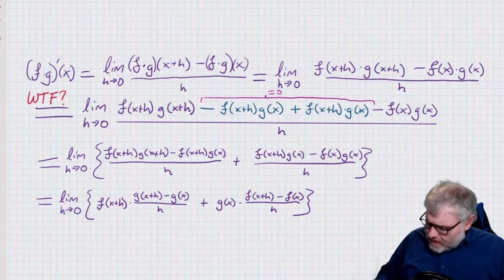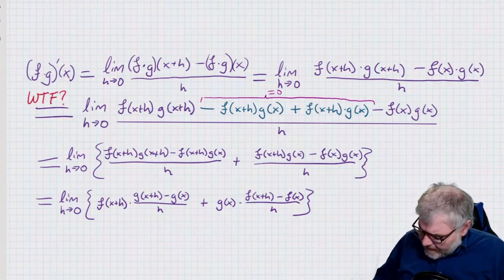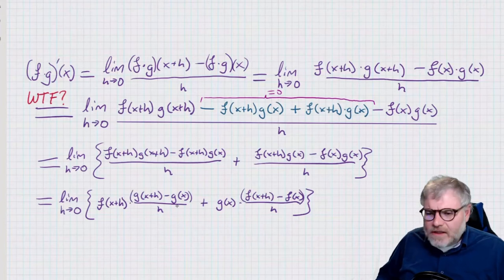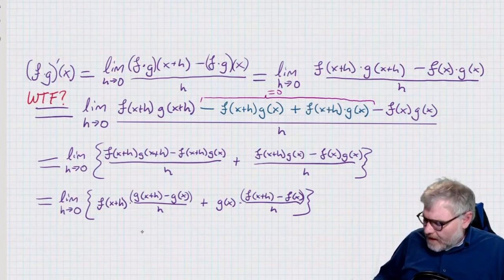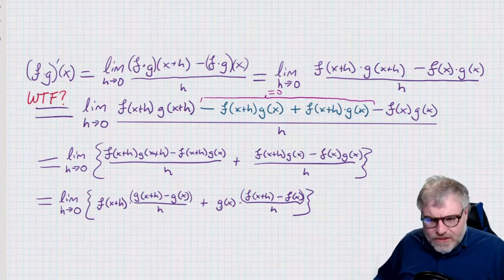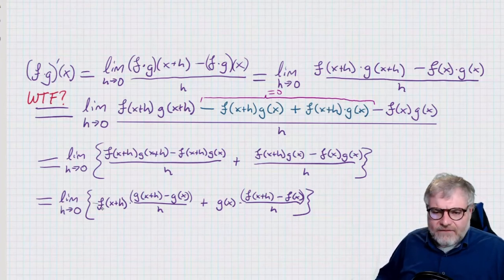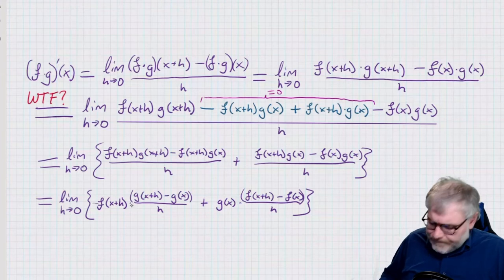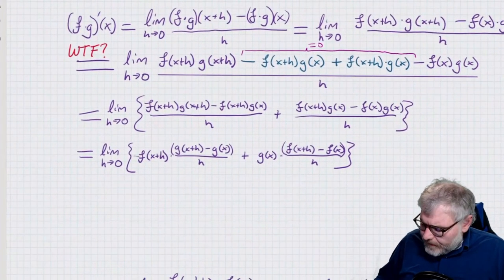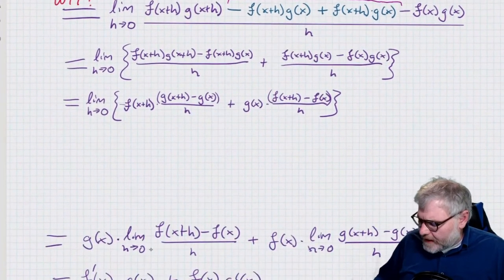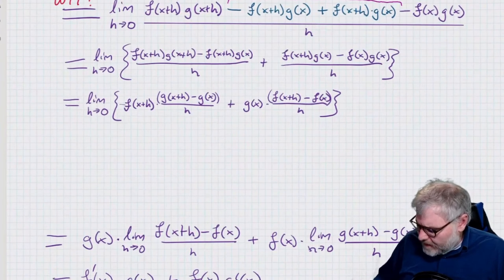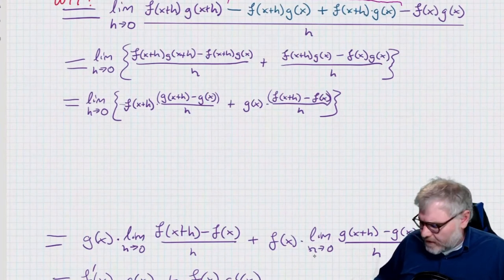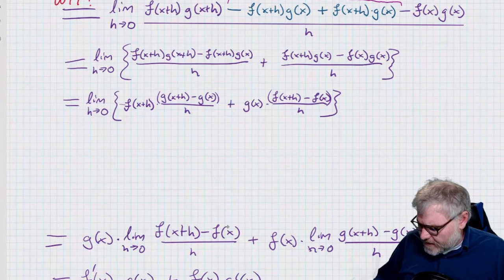Right? Now this starts to look a little bit like the definition of the derivative. That term is going to become g prime. That term is going to become f prime. This term is g, and this term is going to become f of x. My ordering is going to be off, right? This first term is going to become the f, and this term here is going to become the g.